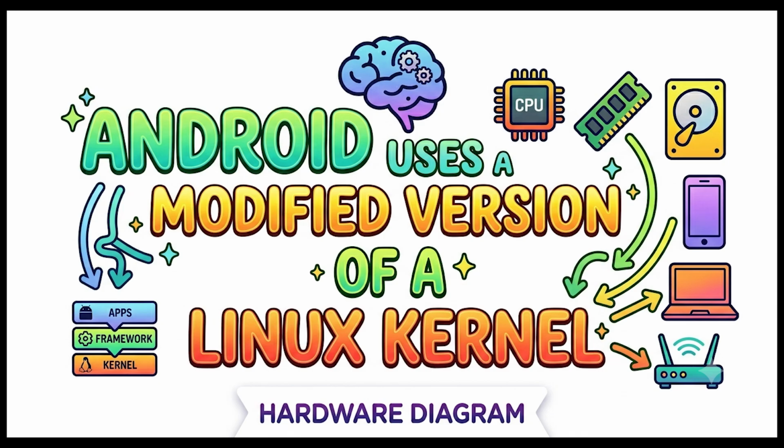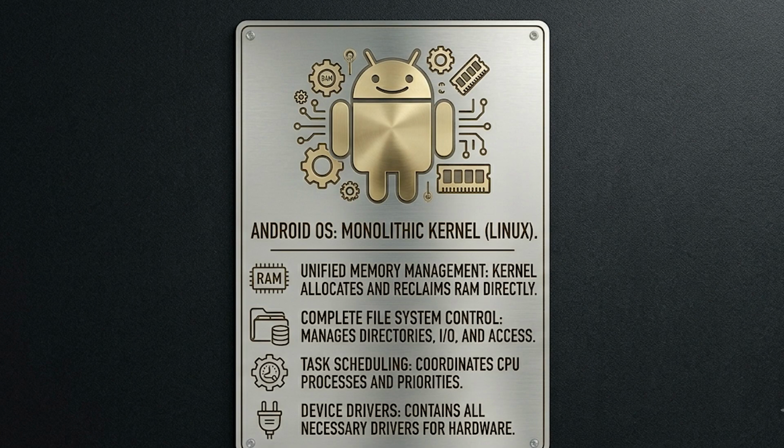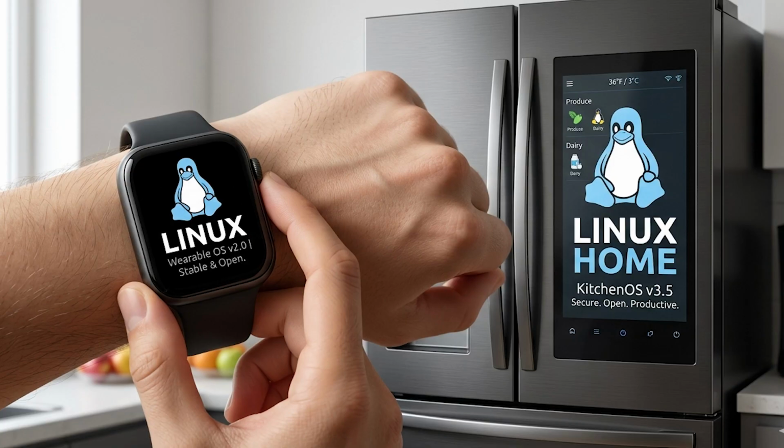The very core of any operating system is something called a kernel. Think of it as the system's brainstem, the most basic layer that talks directly to the hardware. Android uses a modified version of the Linux kernel. Yes, the same Linux that runs on most of the world's servers. This is a monolithic kernel, which means it handles everything from memory management to device drivers, all in one giant chunk of code. It's powerful, it's incredibly flexible, and because it's open source, manufacturers can customize it to run on anything from a smartwatch to a refrigerator.